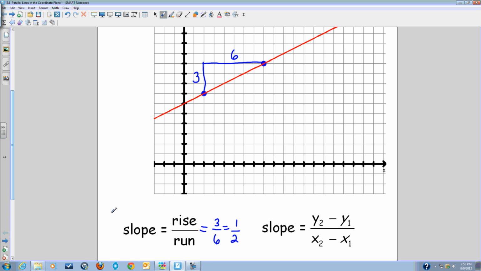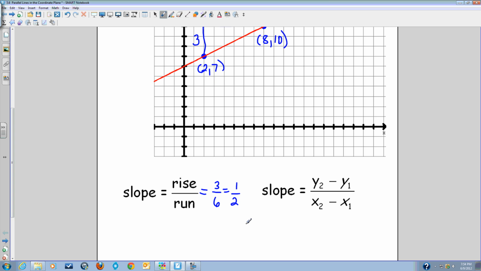We can get the same results by using our slope formula. Let's look at the coordinates of these 2 points. They are the points 2, 7 and 8, 10. So we're going to use those coordinates, 2, 7 and 8, 10, and plug them into our formula. We start by labeling them x1, y1, and x2, y2.